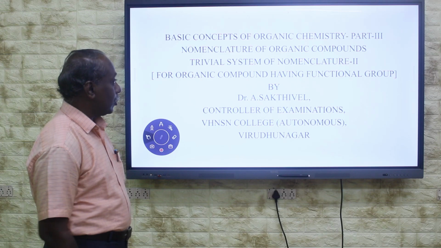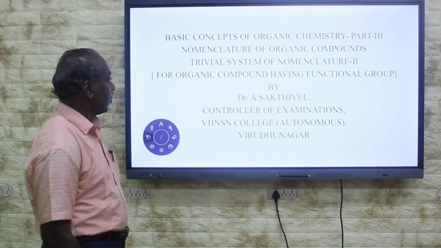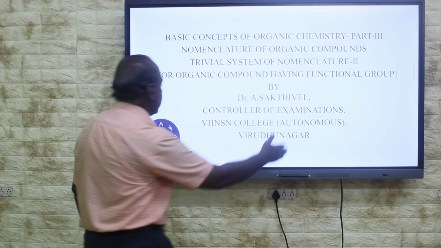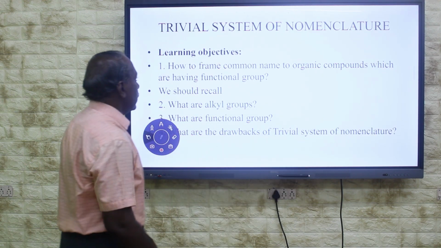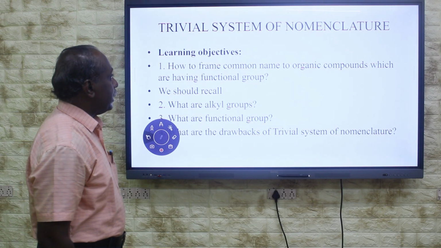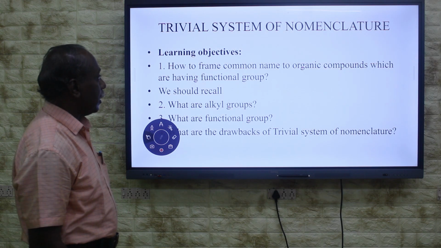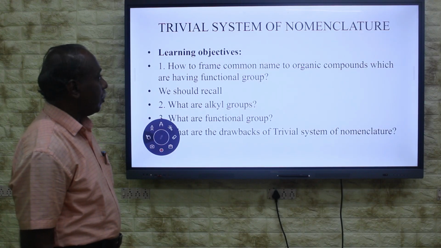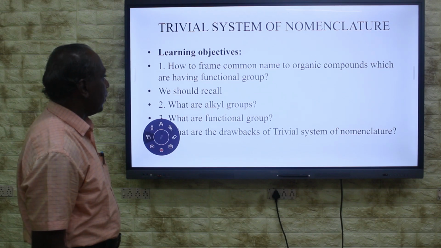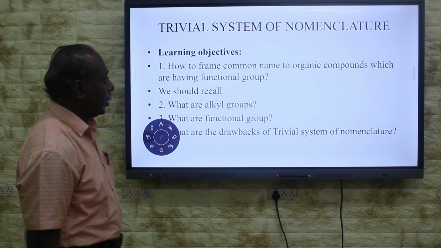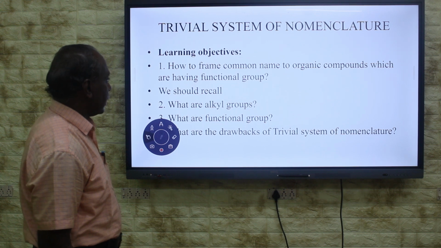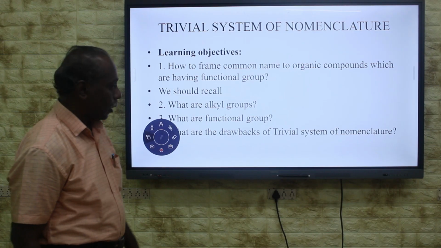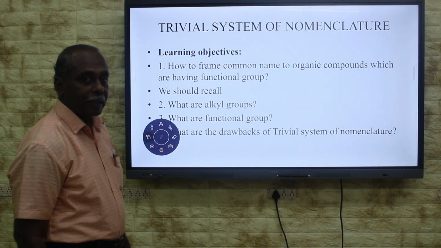In this class, we are going to learn the trivial system of nomenclature for the organic compounds having functional group. The learning objectives are: the main thing is how to frame names for organic compounds which have functional groups. We should recall what alkyl groups are, what functional groups are, and what the drawbacks of the trivial system are.